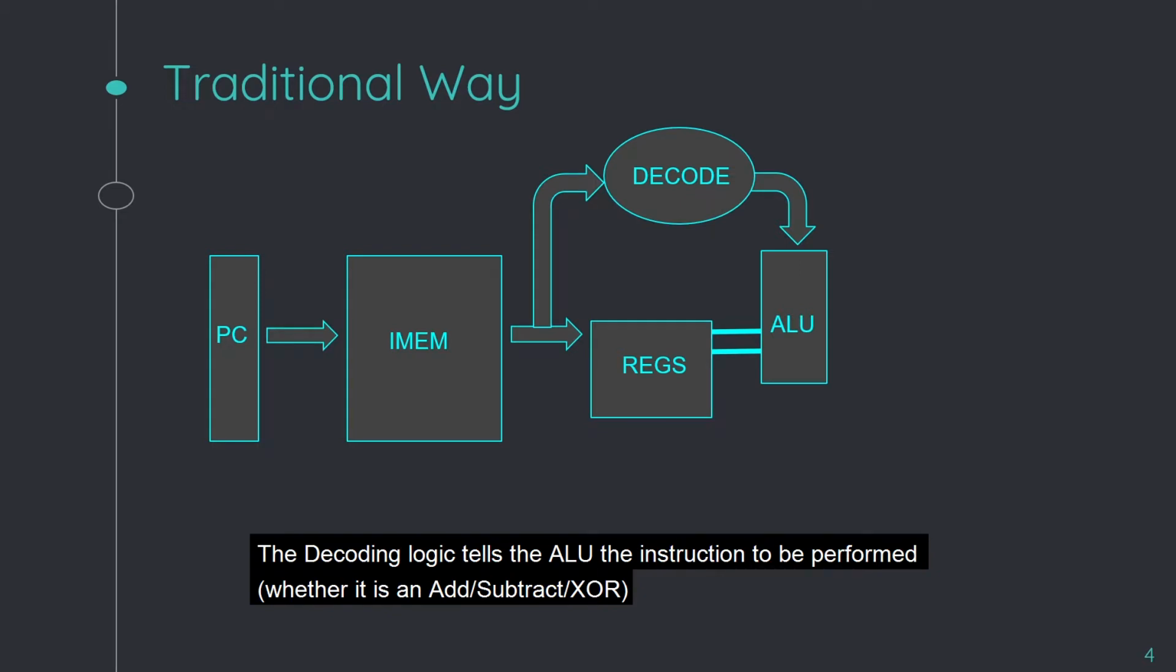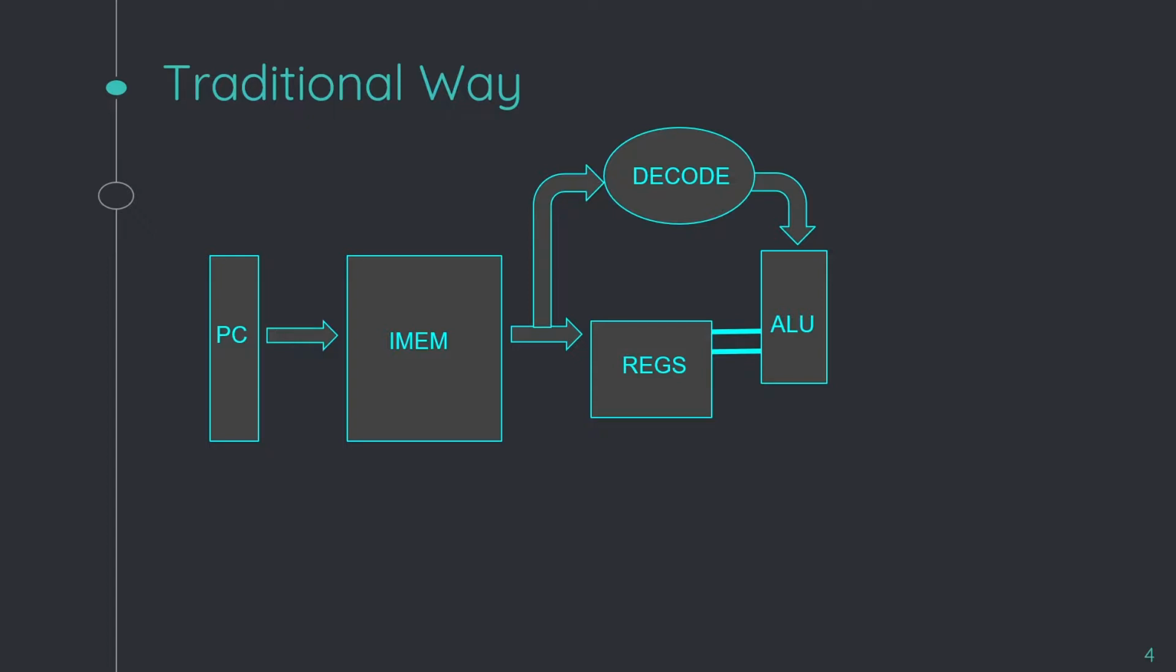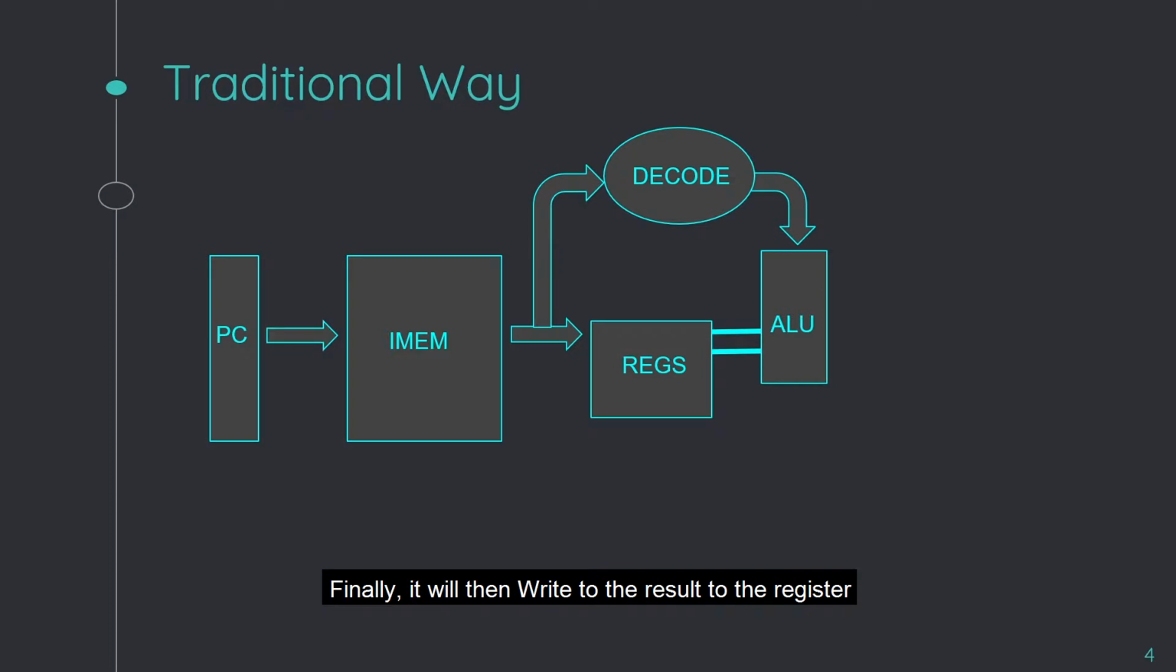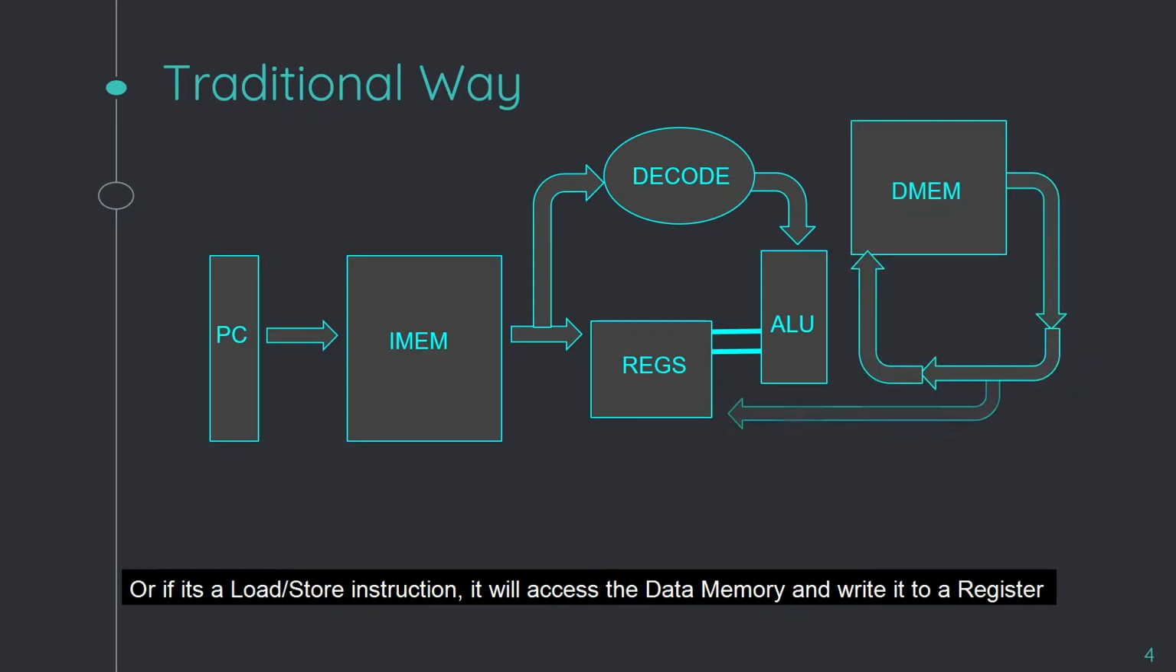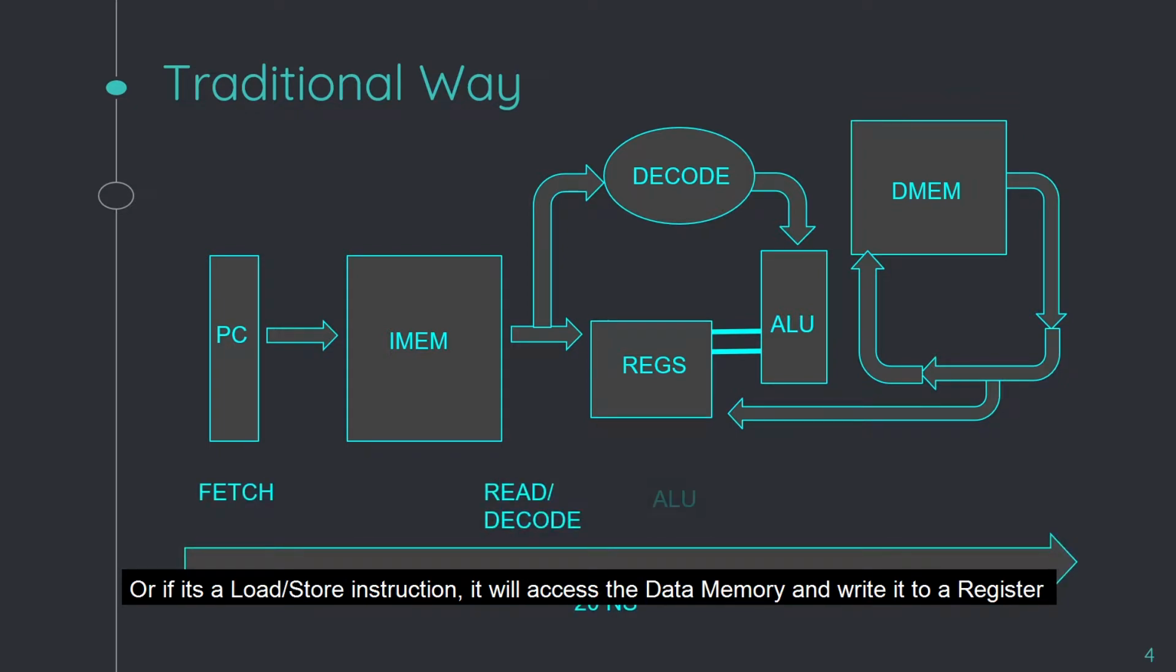The decoding logic tells the ALU the instruction to be performed, whether it is an add, subtract, or XOR. Finally, it will then write the result to the register. Or, if it's a load and store instruction, we access the data memory and write it to a register.